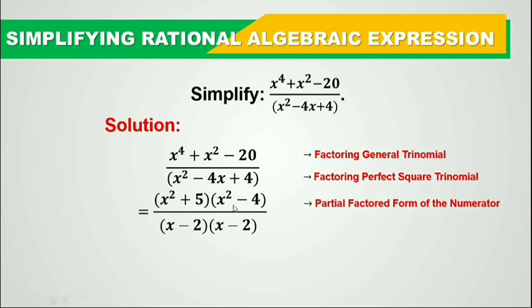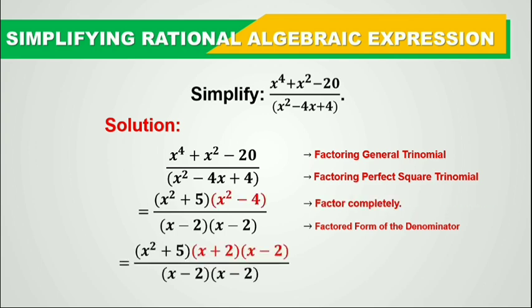Algebraic expression na ito, ang isa sa mga factors ng numerator, ito, x squared minus 4, is still factorable. So we could still factor x squared minus 4. So what are the factors of x squared minus 4? They are x plus 2 times x minus 2. So these factors are the factors of x squared minus 4, since this is still factorable. So we have to factor this one completely.